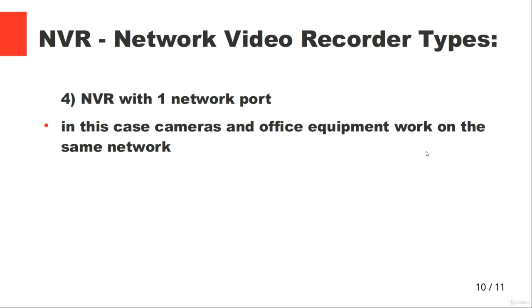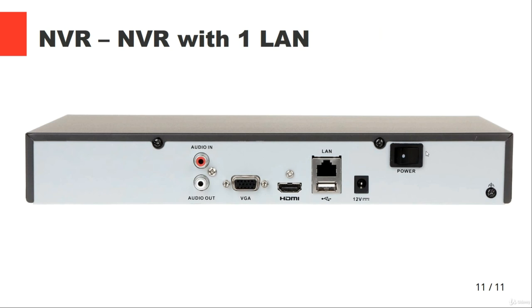And then you have NVRs with 1 port. It's similar to the previous, just 1 port for both office and the cameras. And there you have an example. So I have a VGA, HDMI, LAN, power. Some small ones. It's one of the small ones probably.